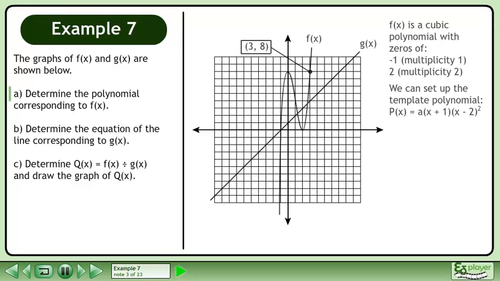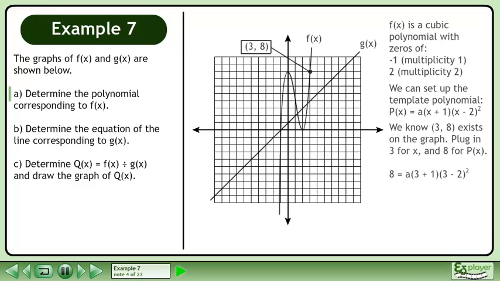We can set up the template polynomial p(x) = a(x + 1)(x - 2)^2. We know (3, 8) exists on the graph. Plug in 3 for x and 8 for p(x). This gives us 8 = a(3 + 1)(3 - 2)^2.